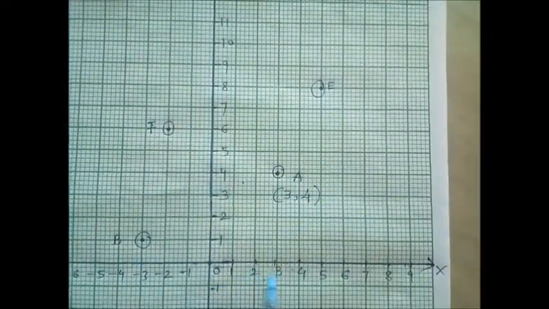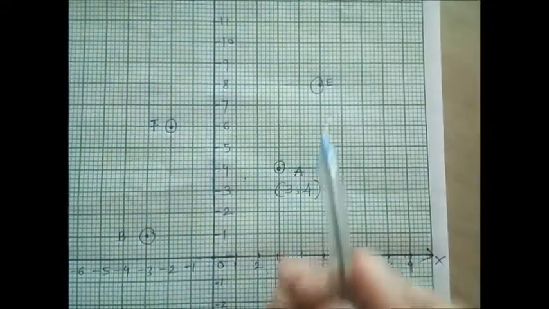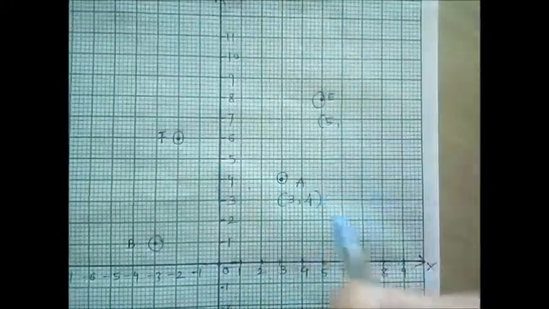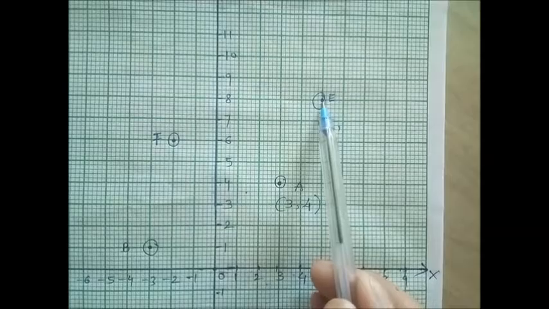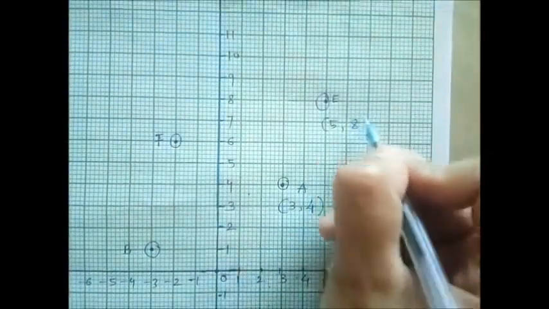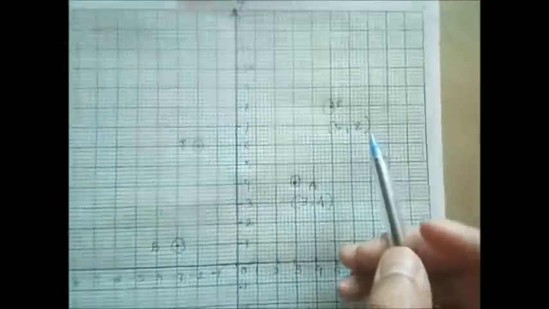Now let's take this E. Now for E, what is our x coordinate? It is 5. See this. This E comes here at 5. That means our x coordinate is 5. And what is the y coordinate? Y coordinate comes on 8. That means it is 8. So for E, the coordinate are 5 and 8, right?